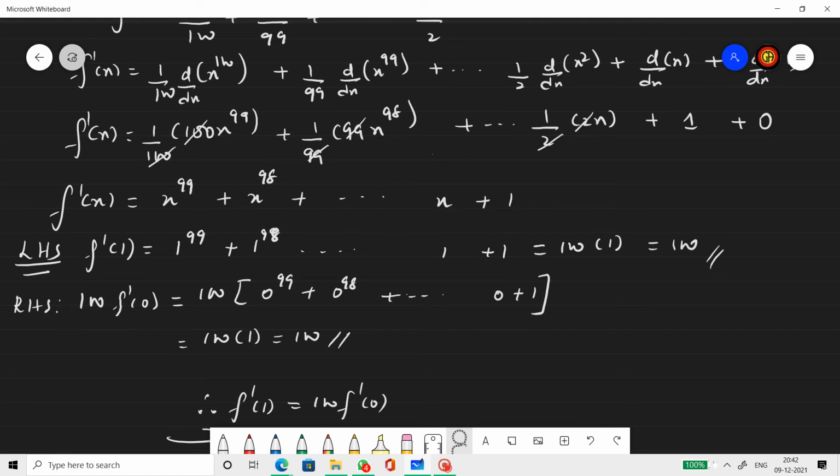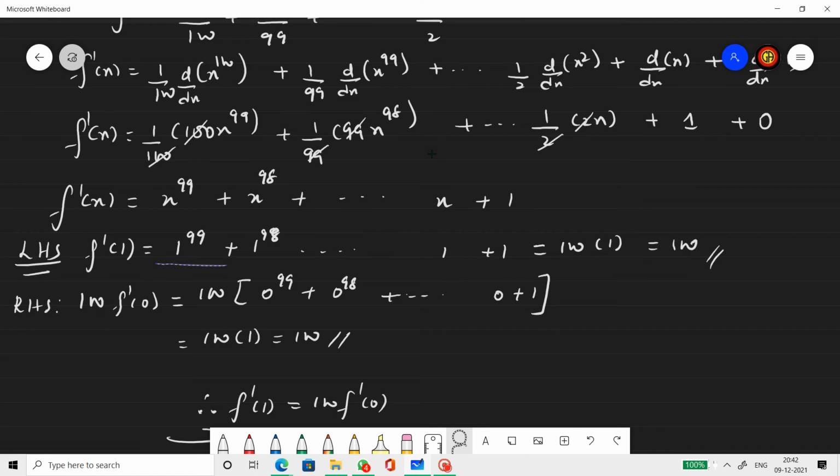Now what do we need to prove? We need to prove f dash of 1 equals 100 times f dash of 0. So LHS is f dash of 1. What is f dash of 1? In the place of x, you substitute 1. So wherever there is x, you substitute 1 there. So 1 to the power of 99, 1 to the power of 98, and so on till 1 plus 1.